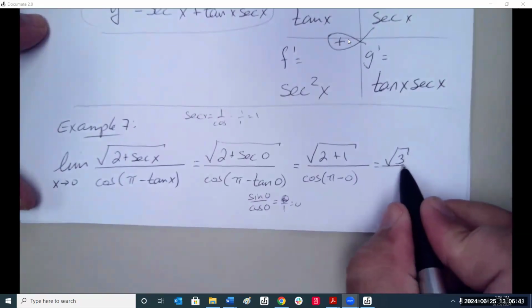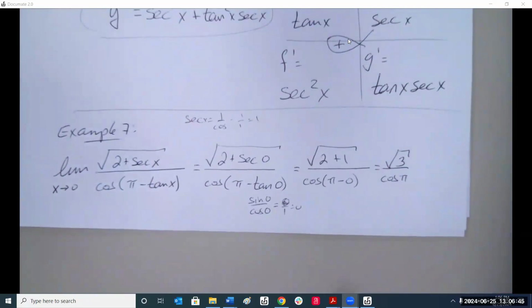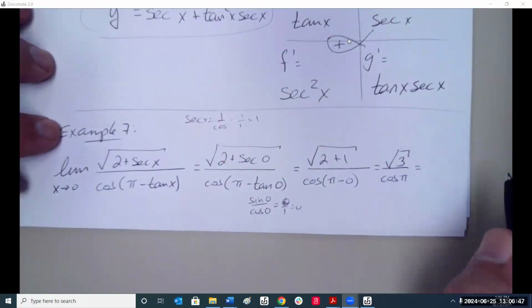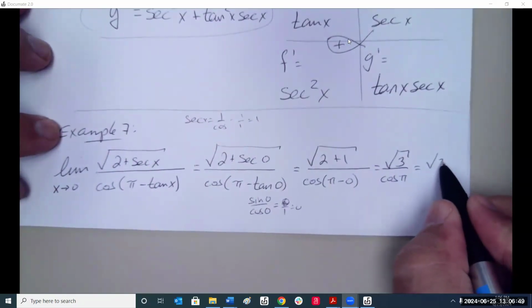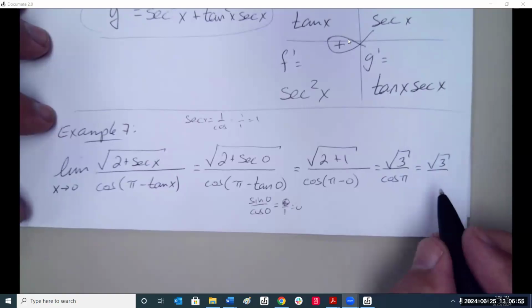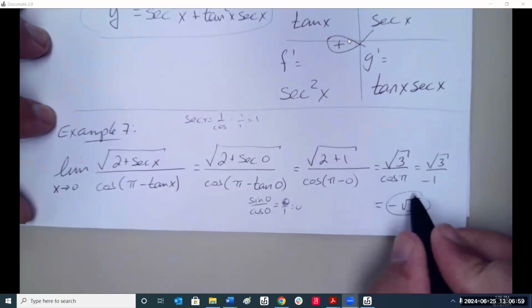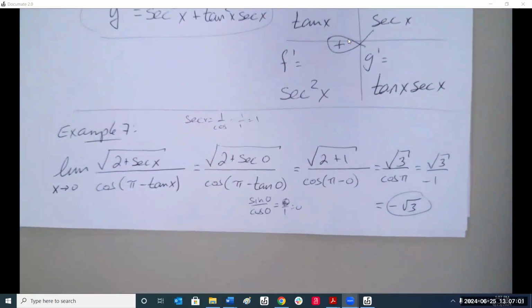So we have radical 3 over cosine at pi. What is cosine at pi? -1. So your answer is negative radical 3. If it works, it works. If it doesn't, it doesn't.